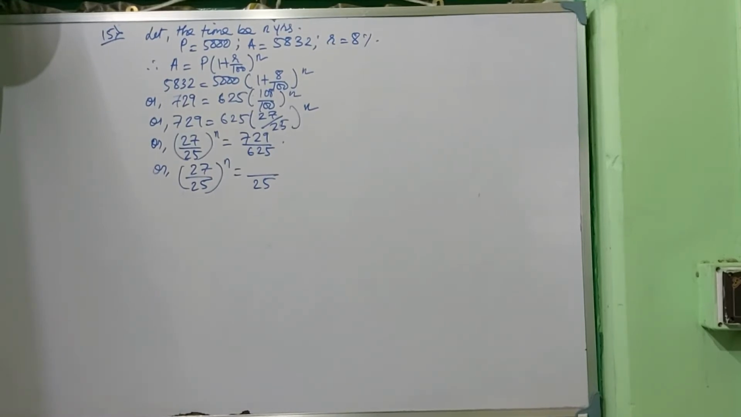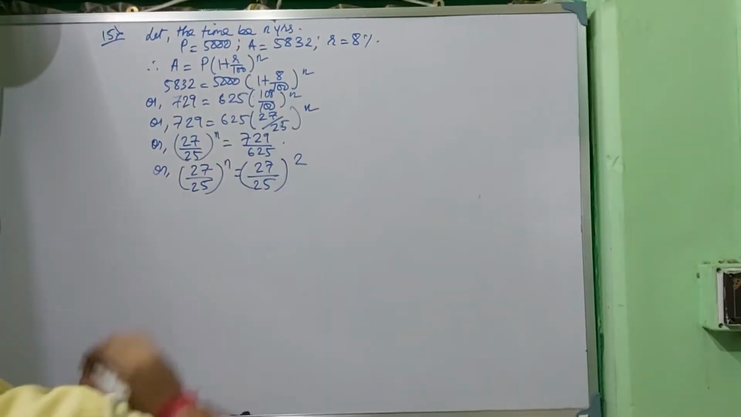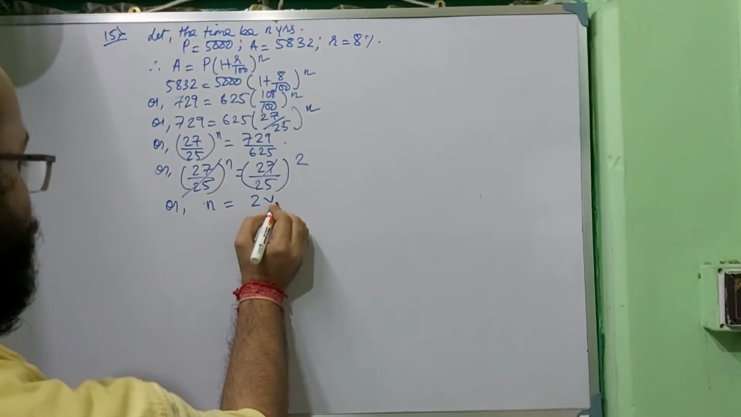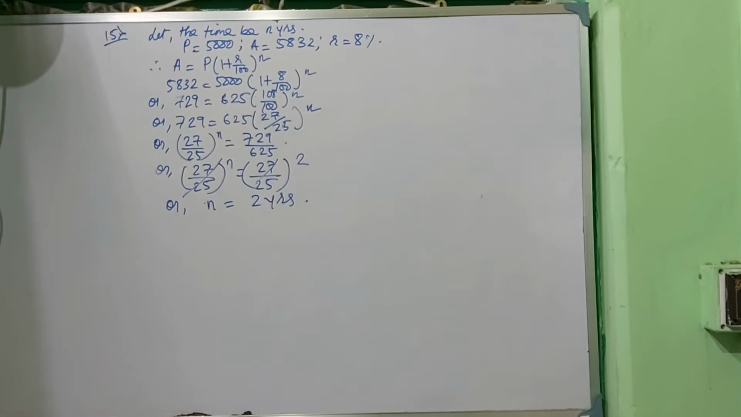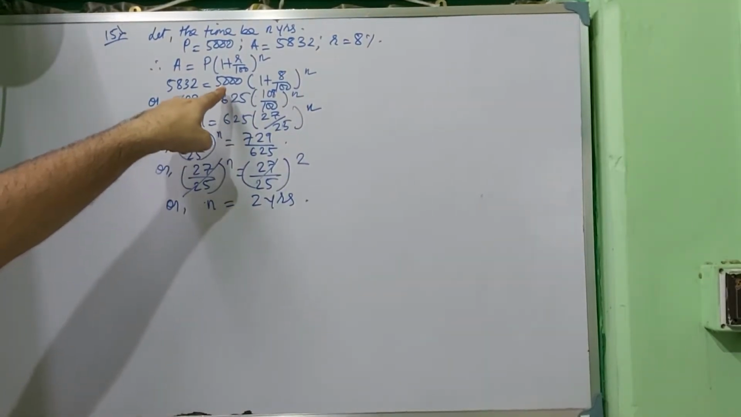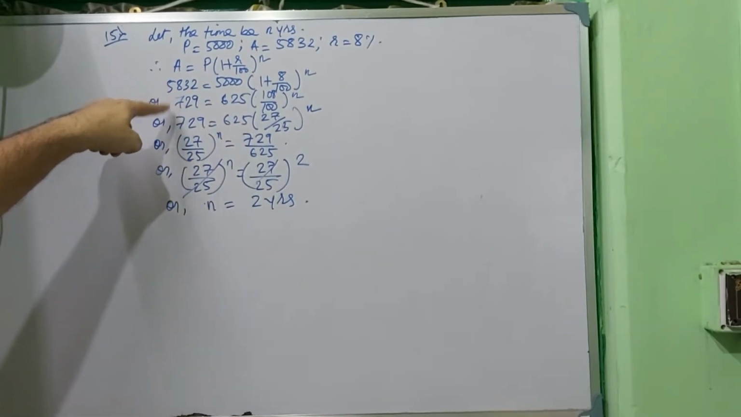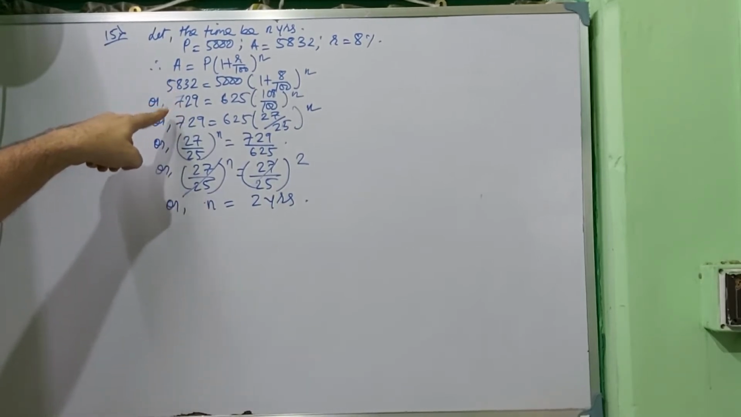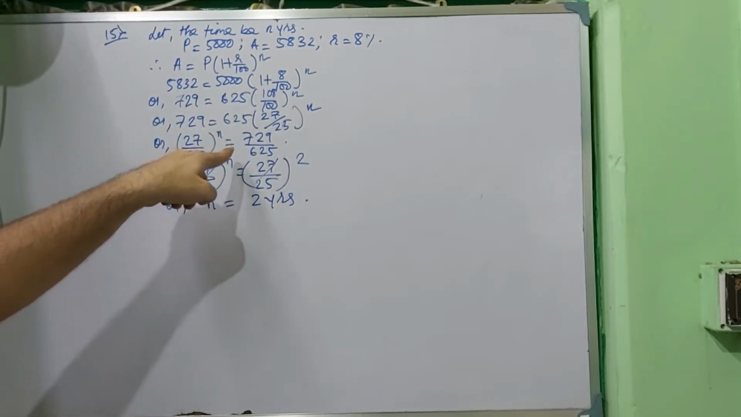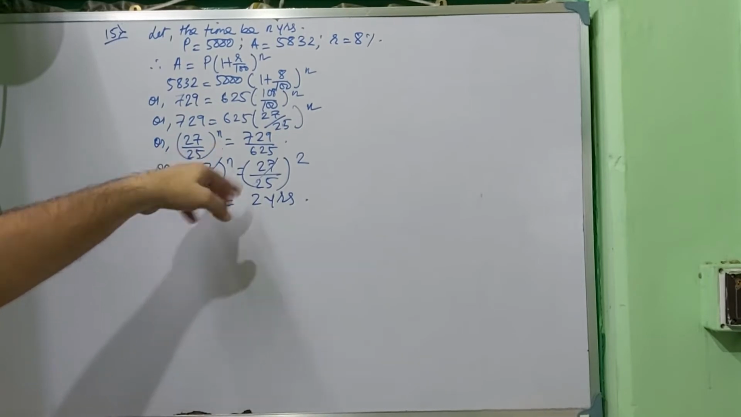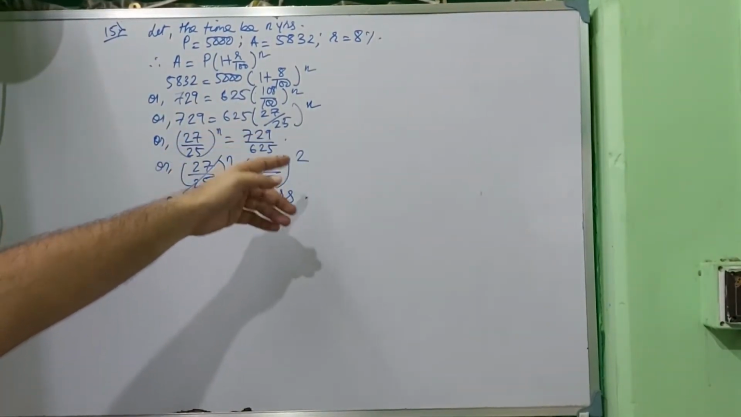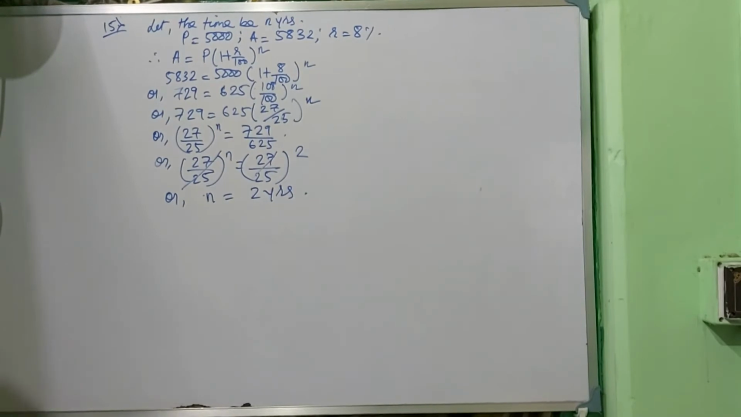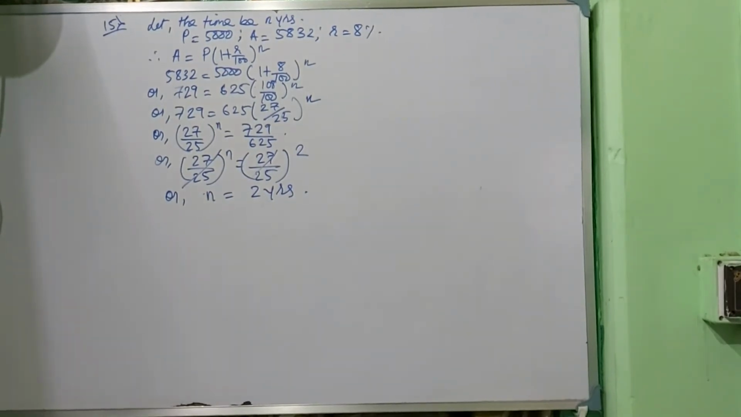and 27 square is 729, meaning this is the square, 2. If you cut that, n is equal to 2 years. If you divide 625 by 25 you get 25, and 729 by 27 you get 27. So 27 by 25 whole to the power n is equal to 729 by 625. 25 square is 625 and 27 square is 729. If you cut that, n remains 2, so n is 2 years. This is the answer. So this was the homework of the previous class.